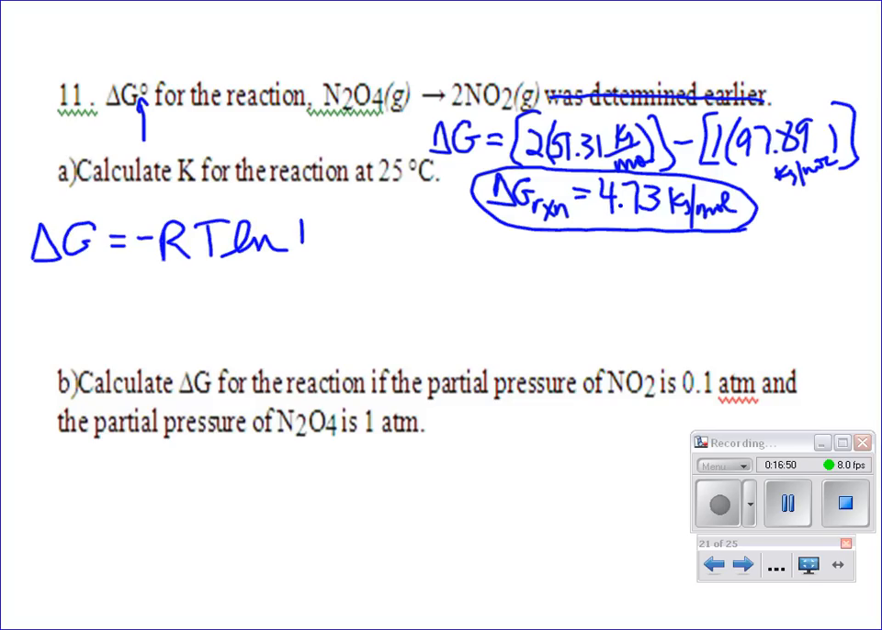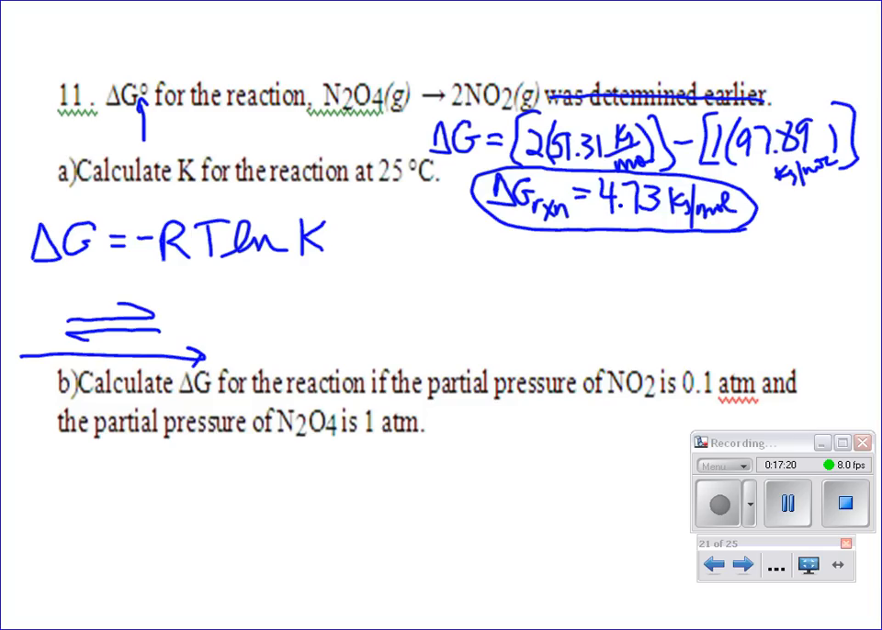Let's just talk about this equation for a second and why it makes sense. Do y'all know what the natural log of a number greater than 1 is? Positive or negative? Positive. Okay? So if I have a positive natural log of K, with a negative in front of it, that gives me a negative delta G. What does it mean to have a number greater than 1? What's favored? Forward or reverse? I mean a K greater than 1.